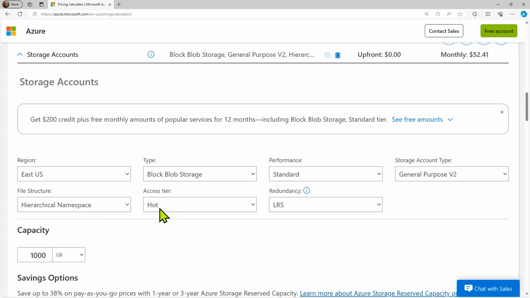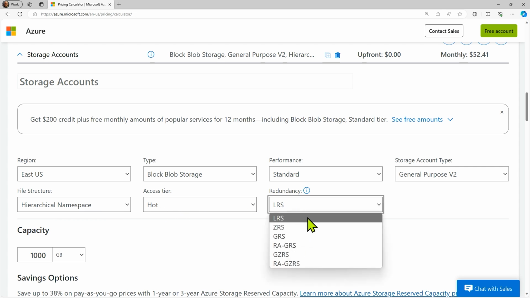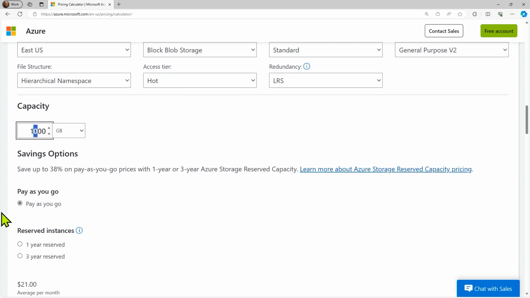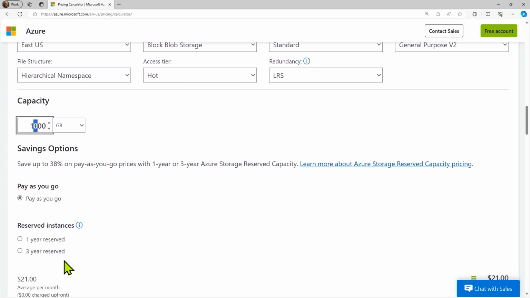It's hierarchical namespace, and it's in hot storage, and it's LRS. And these are the different types of storage that are available for us. The amount of storage is 1 terabyte. We've got different discount levels, and I'm just going to keep a consistent level, so don't worry about the dollar amount per se. I'm just going to keep it consistent across all of my examples.